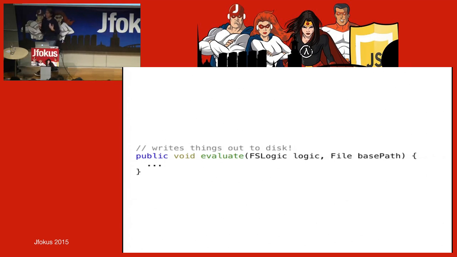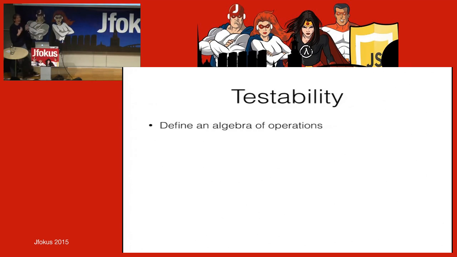This is a general pattern. It's called defining an algebra of operations, right? So this FS logic thing, that's what an algebra is. That's all it is. And so functional programmers, especially when they're talking about category theory, get this dreamy look in their eye and they're like, the algebra. Define the algebra. This is actually what they're talking about. It's not really all that dreamy. It's very straightforward and obvious. And this is how you do it.